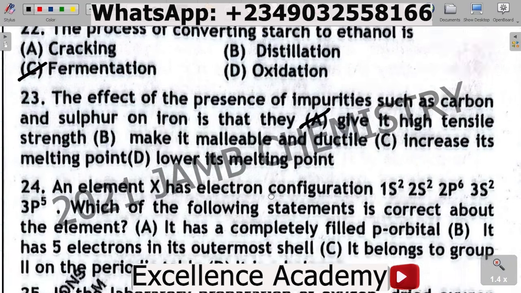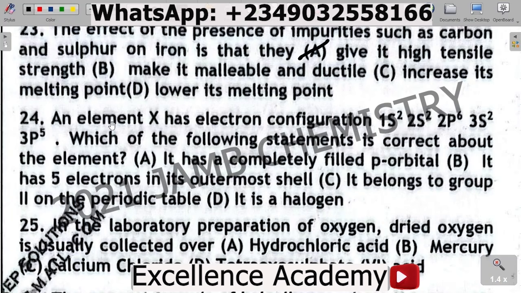Next up, question 24. An element X has electron configuration 1s squared, 2s squared, 2p to the power 6, 3s squared, 3p to the power 5. Which of the following statements is correct about the element? A. It has a completely filled p orbital. B. It has 5 electrons in its outermost shell. C. It belongs to group 2 on the periodic table. D. It is a halogen.